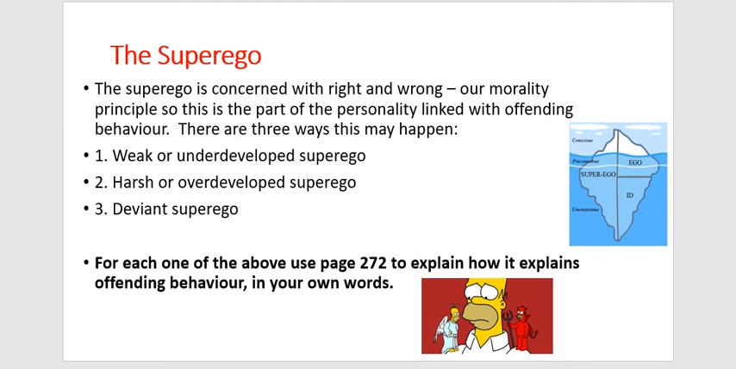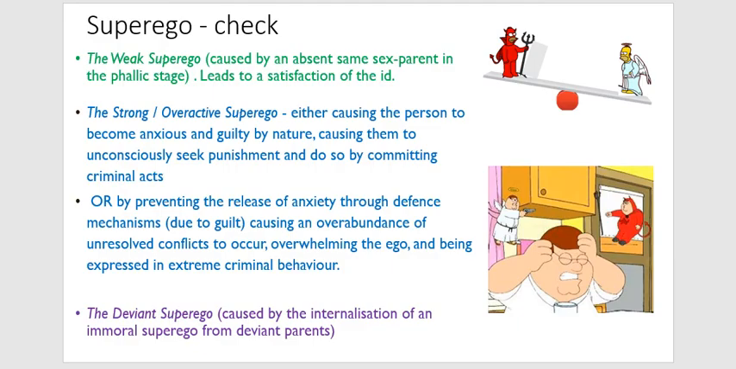Attached to this email is page 272 of the Flanagan book, so you can read through this for a bit more information. But in theory, this is what it's about. If we have a weak superego, according to Freud, this was caused by an absent same-sex parent in the phallic stage. It leads to a satisfaction of the id, and that's not going to be good. It's all about immediate gratification there.